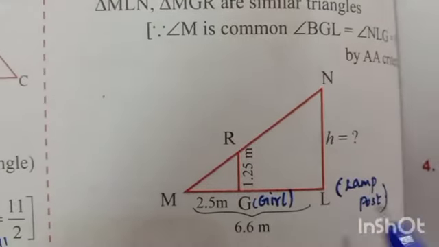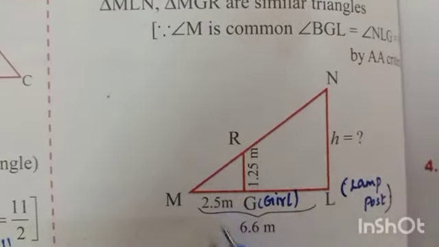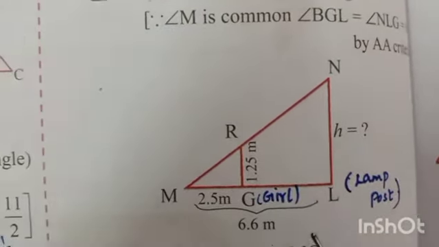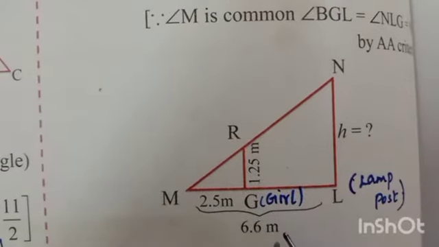Okay, that is the reflection. The distance of the reflection from the lamp post is 6.6 meters. What I said in the beginning, that the height of the lamp post is 6.6 meters, I said that wrongly.